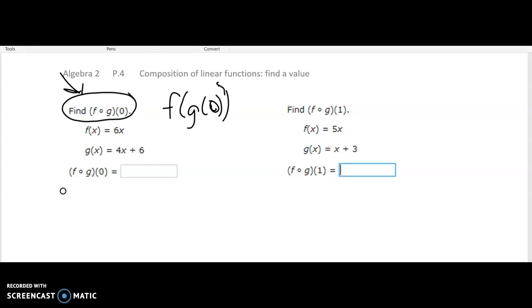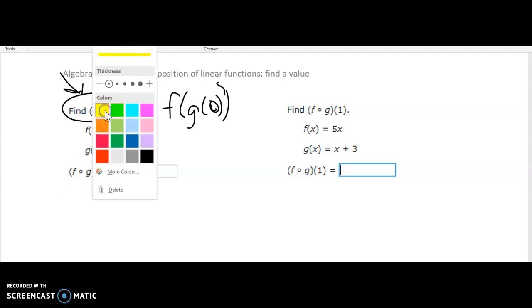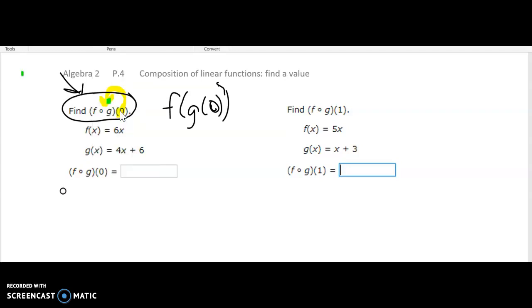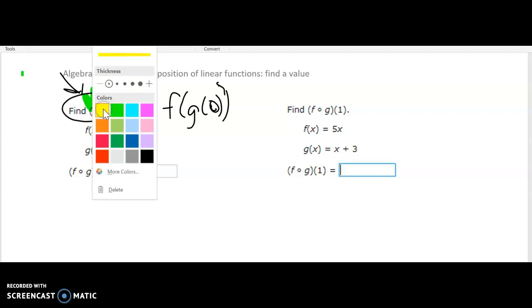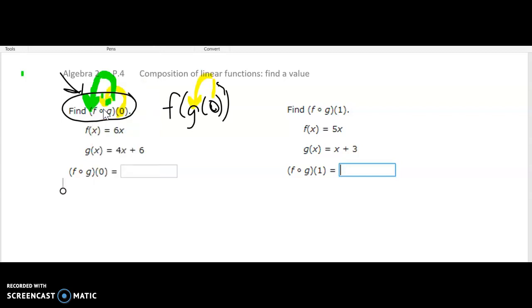It's an open circle. It does not mean times, because a times is just a dot, not an open circle. What you're going to do is put 0 into G, and whatever your answer is, you're going to put that answer into F. Okay, let's say that again. You're going to put 0 into G, and then you're going to put that answer into F. Okay, so it's kind of like reading backwards.